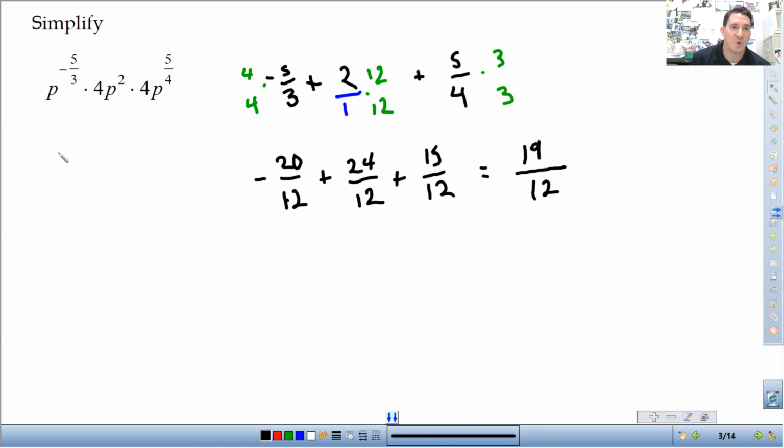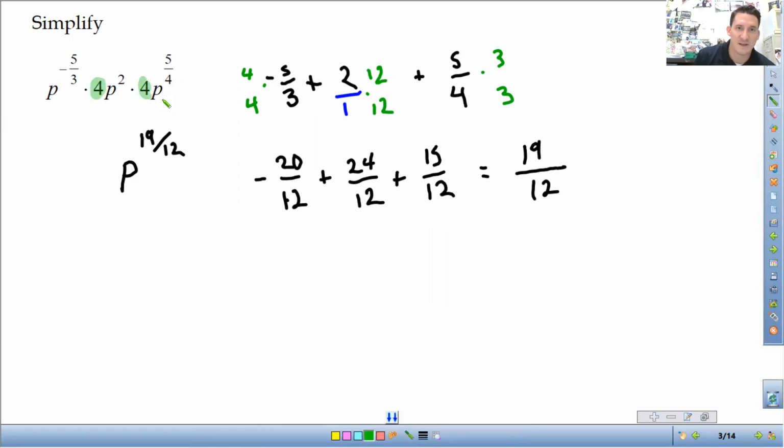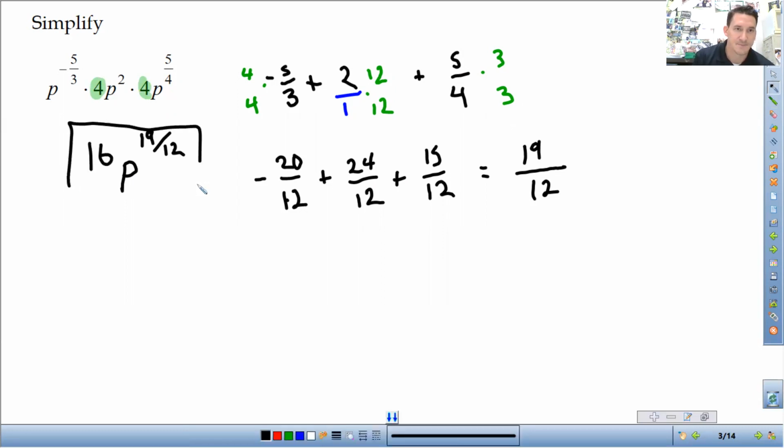So 19 over 12. So these p's, negative 5/3 plus 2 plus 5/4, that's going to be p to the 19/12. And then the one thing you need to do is just take care of this. You just multiply these together. 4 times 4 is 16. There we go. So this is just working with fractions, fun stuff.